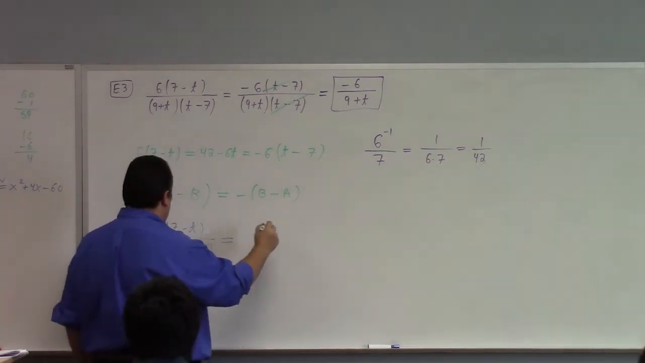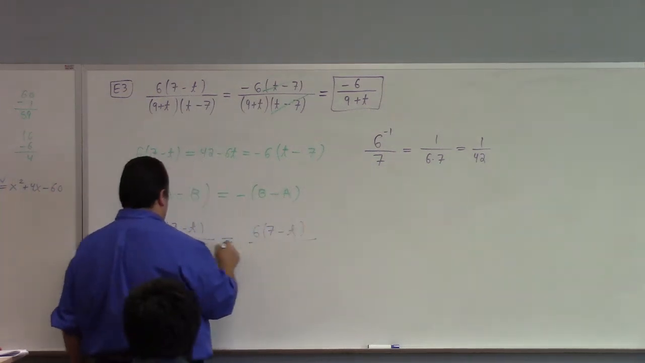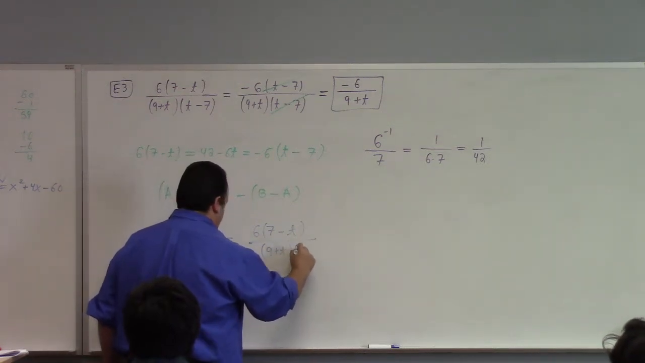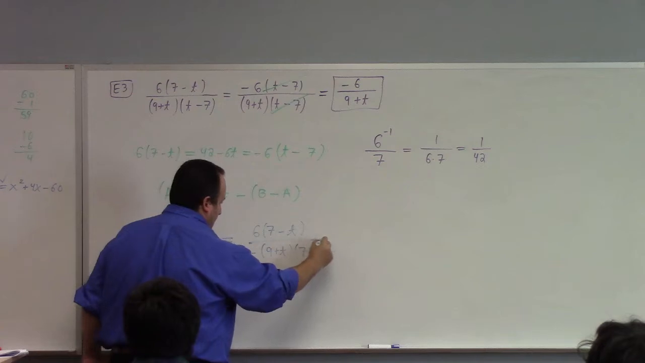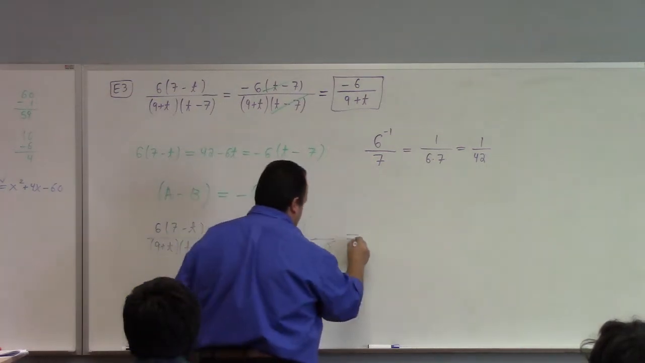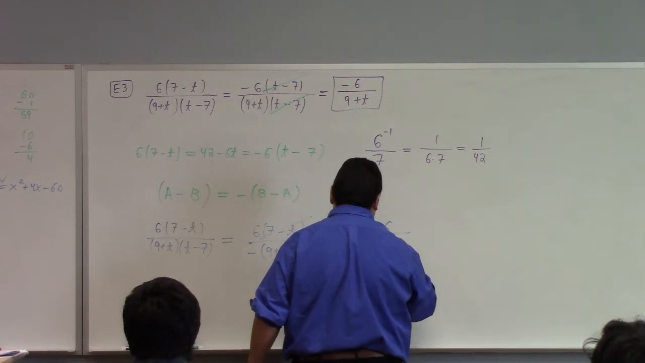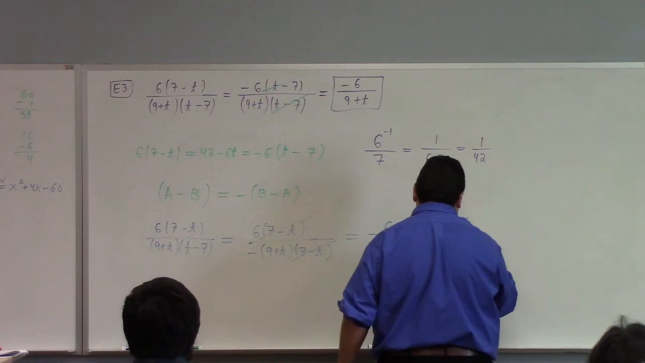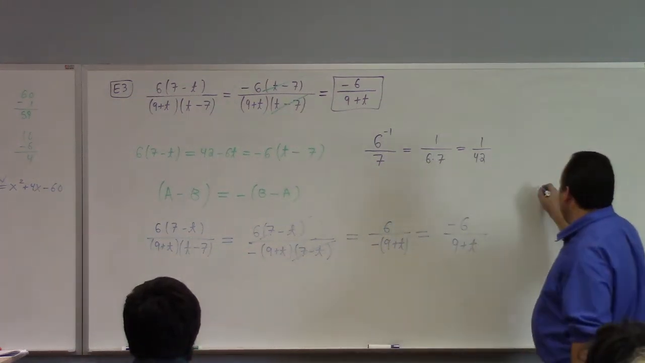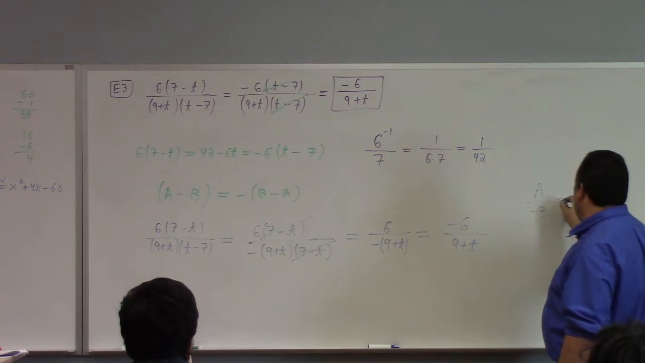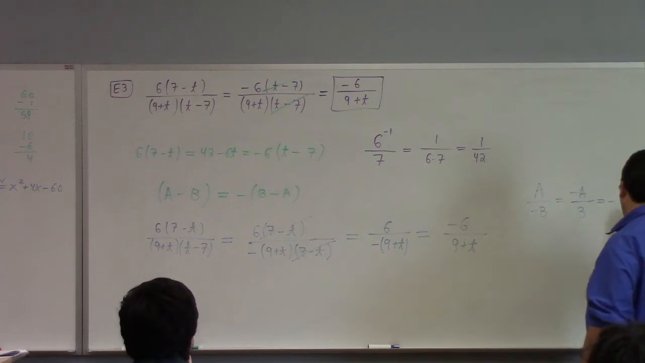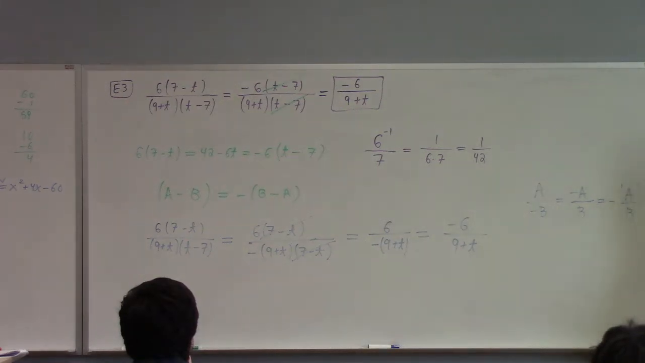Francisco's saying 7 minus t, pull the minus out of this one. Indeed, you could do that. These guys cancel. And then we get 6 over minus (9 plus t), which is the same as minus 6 over 9 plus t. Fun fact, if you have a over minus b, that's equal to minus a over b. Minuses are like that. You move them around within reason.